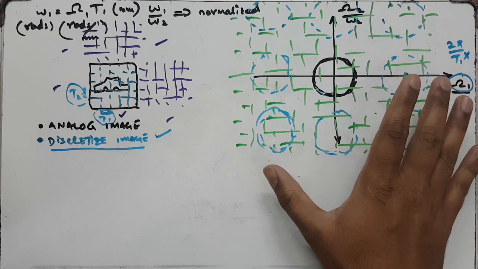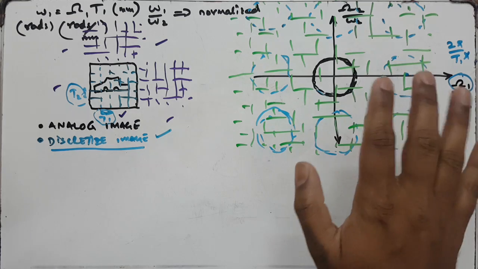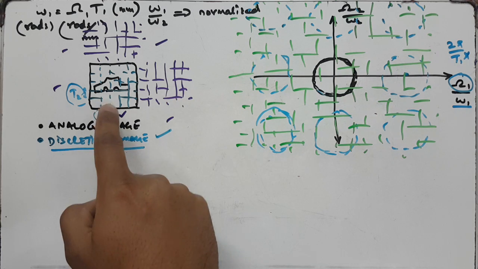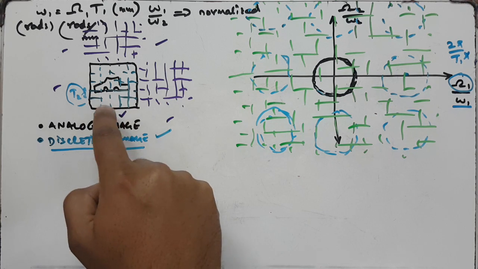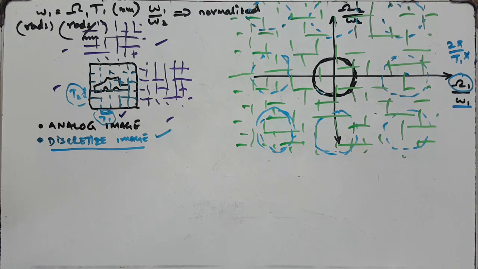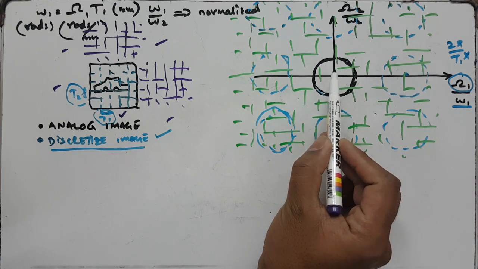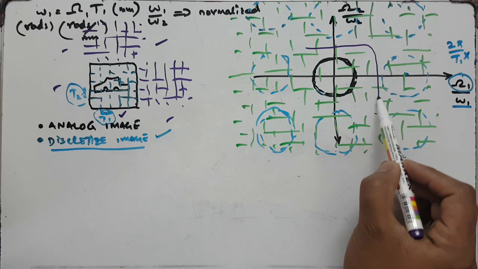If we take this as the analog part, the black and the blue part, and we sample it, then we get a sampled version of the frequency domain. We take its Fourier transform, we get the periodic extension of this discrete image everywhere. Interestingly enough, a discrete periodic signal has a discrete periodic representation in the frequency domain.